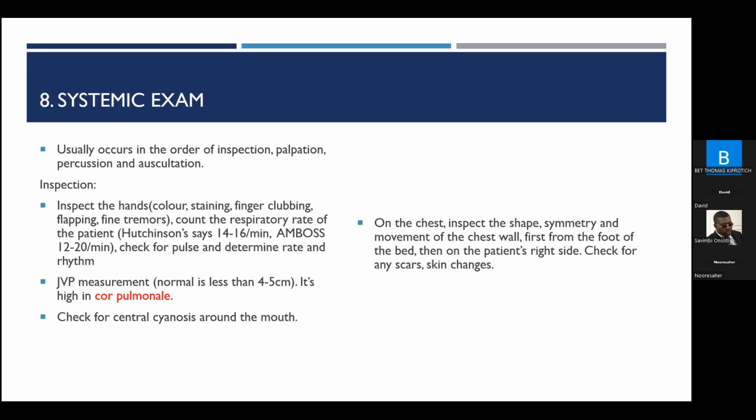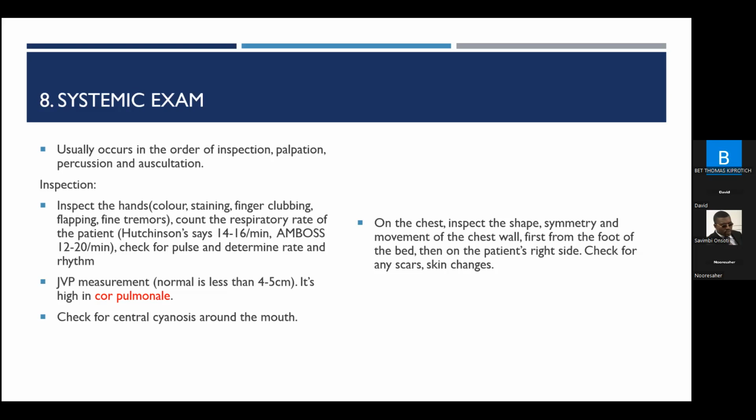Usually it's from 14 to 16 breaths per minute, according to Hutchison's. This is what we use in the wards. According to Ambus, it's 12 to 20 breaths per minute. So anything above or below this range is indicative of respiratory failure.